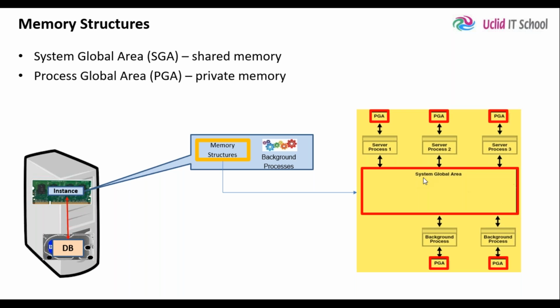SGA, you can see here, System Global Area. There is a red rectangle, the big rectangle. This is the SGA memory, which is the main memory of an Oracle database instance. So all these background processes and server processes use this memory in a shared manner. That's why it is called shared memory. Any process can use this memory while in operation.